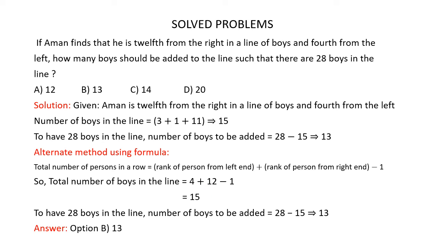So now there are 15 boys in the line, but to have 28 boys in the line, the number of boys that have to be added is 28 minus 15, which is 13. So 13 boys have to be added so that there are 28 boys in the line. So the correct answer is option B, 13.